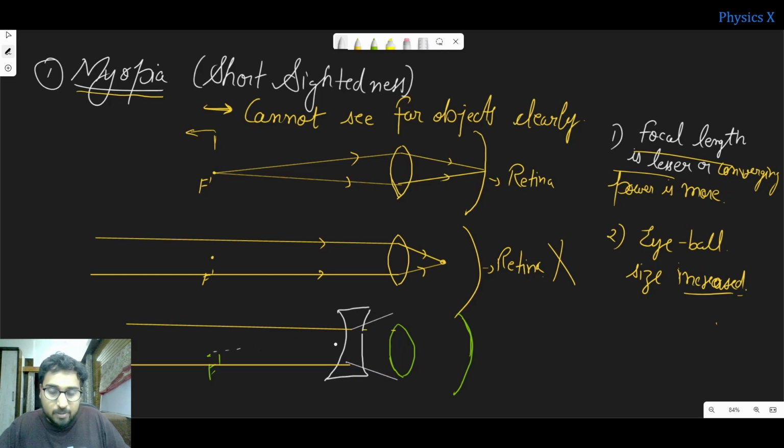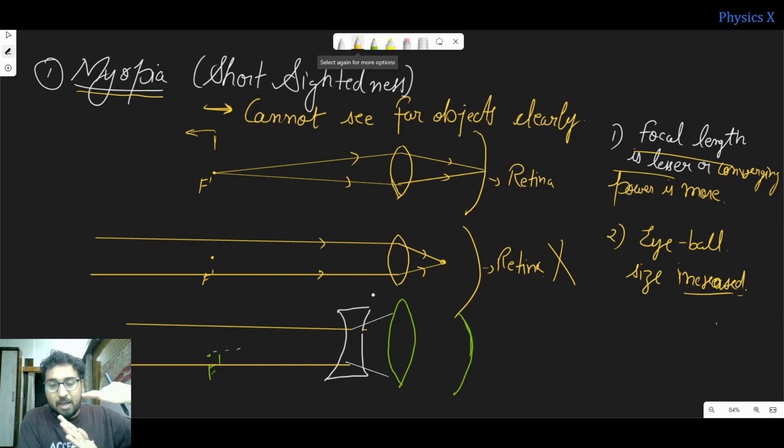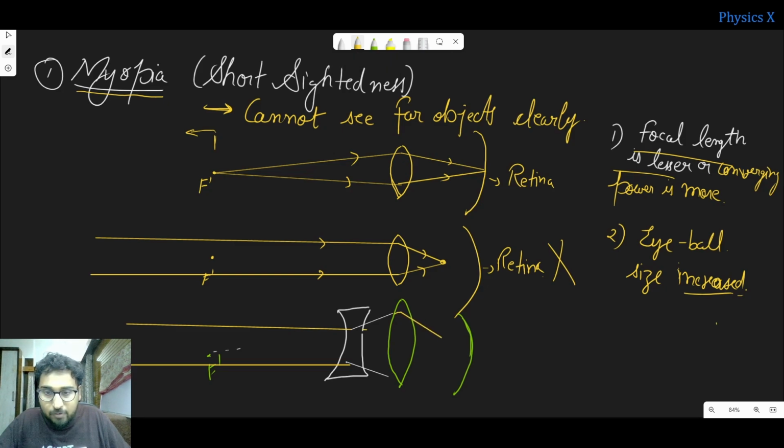Let me increase the size of the lens so that it can be depicted more properly. Suppose this is your eye lens. Since these rays were parallel initially and the converging power of the lens was more, the refracted rays converged before the retina, that is, they meet before the retina and do not form an image. Now, since these rays are a bit diverged because of this concave lens, the eye is now efficient enough to form this image on the retina.